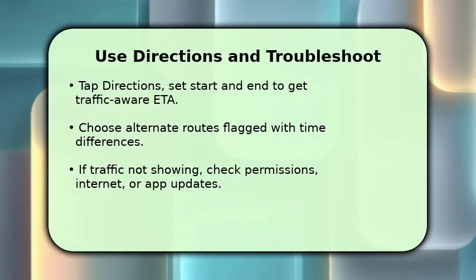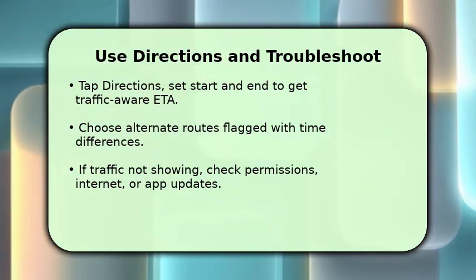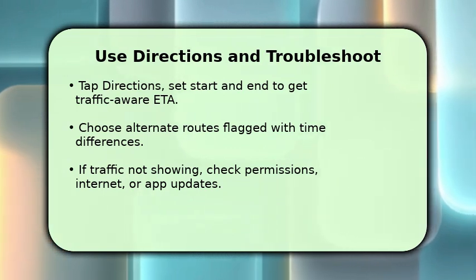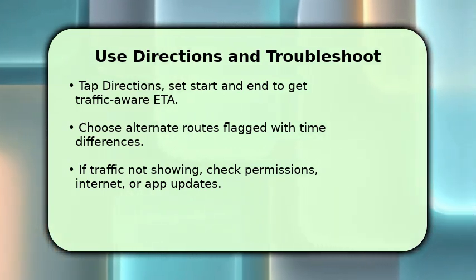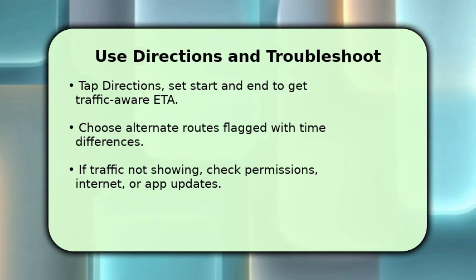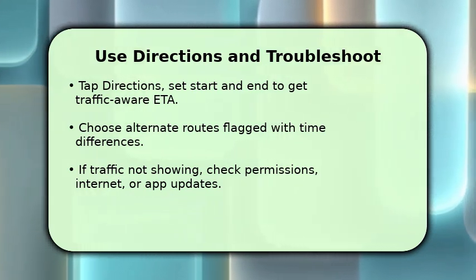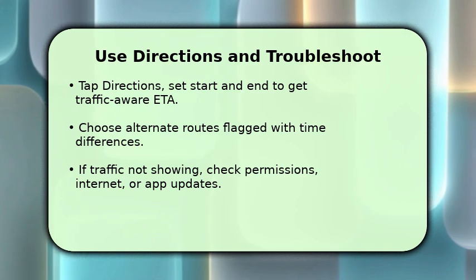Finally, use directions to get a traffic-aware ETA and suggested routes. Google recalculates times based on current flow, so you can pick faster alternatives. Once set, start navigation to receive turn-by-turn guidance and live rerouting around jams.